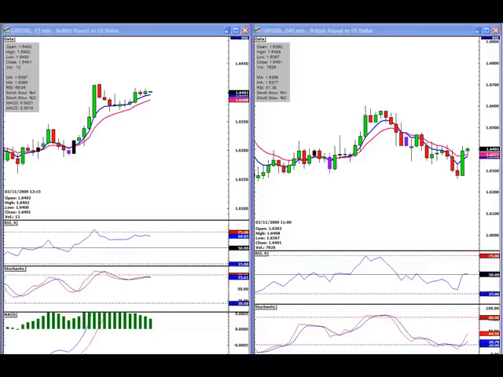Good to get back in the markets. Didn't have too many trades last week, but today was a different story, so we're just going to go ahead and get right into it. What I have open right now is a cable, both a 15-minute chart and a 4-hour chart.